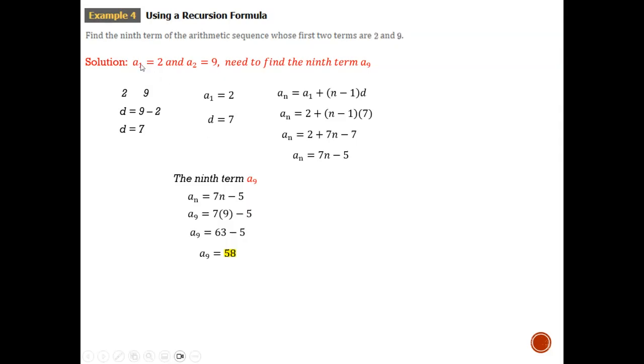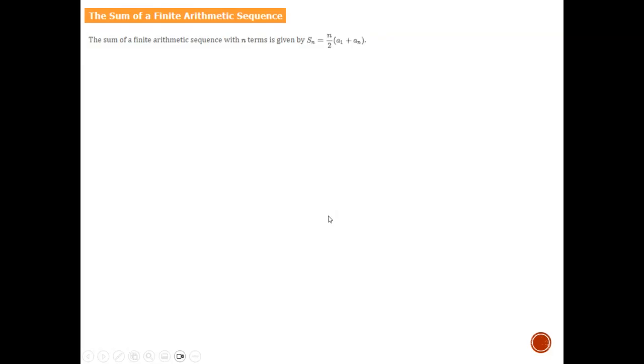So again, finding the ninth term, we have the first and second. We know the difference is 7. We can keep adding 7 each time till we get to 9. Or we can use the formula. And again, the formula would come in handy, especially if you want to find terms that are larger in the sequence, okay?